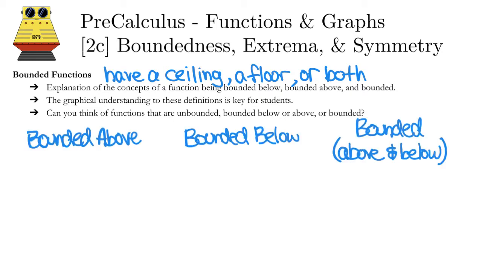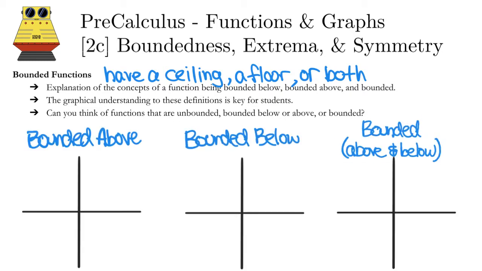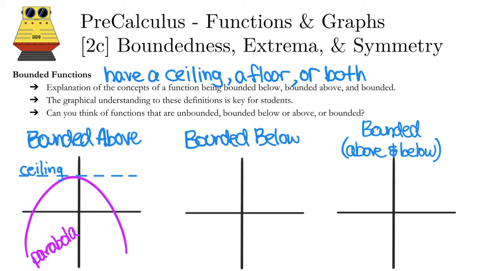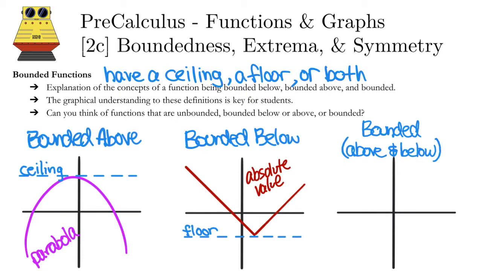First, an example of bounded above. Here's a simple parabola that's opening downward, and there's a point at which the curve doesn't go any higher. Therefore, this function is bounded above. Bounded below can be visualized by a function that has a floor, like this absolute value function. There's a point at which the function doesn't go any lower.